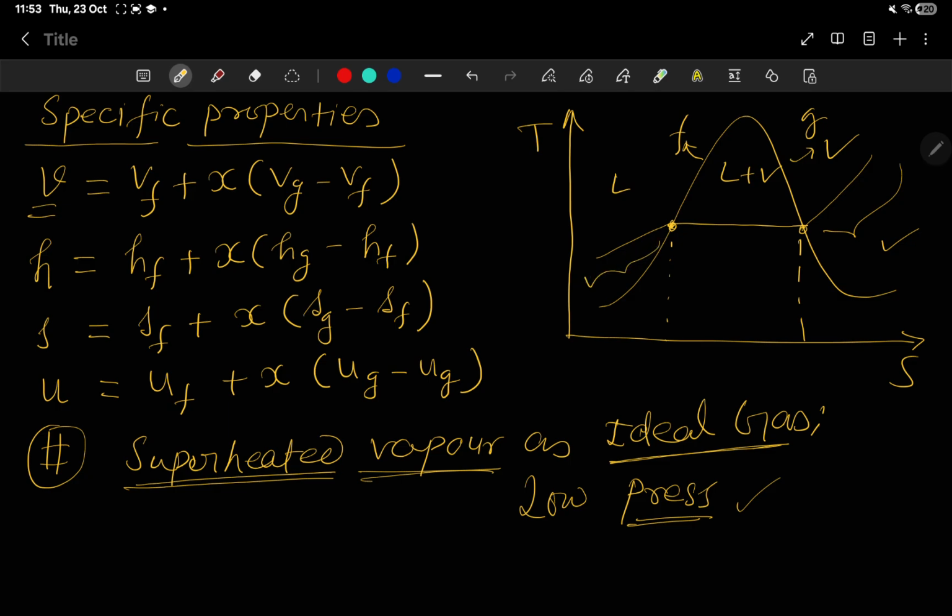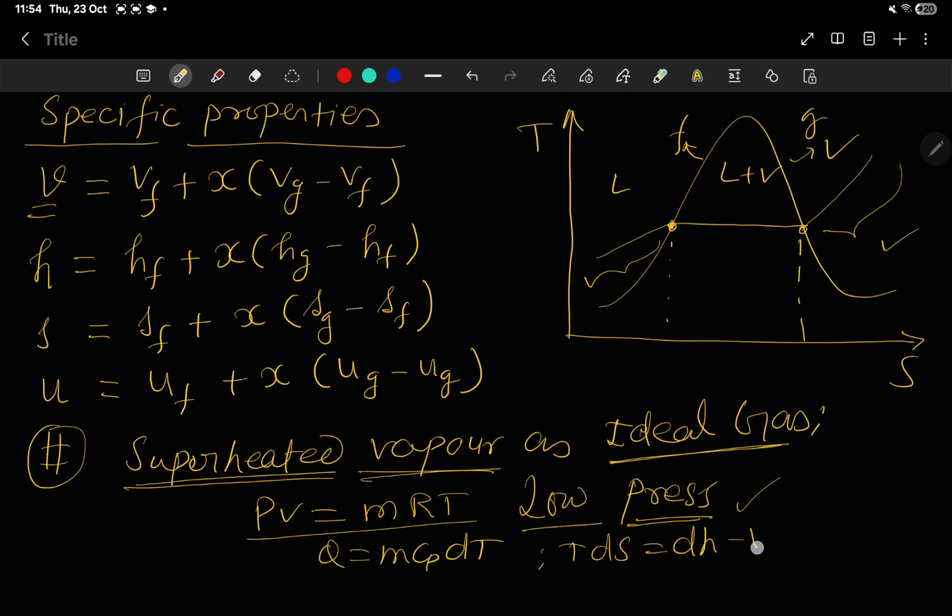So what do we mean by ideal gas? If ideal gas, it will be ideal gas. So what can we write? We can apply PV equals mRT in this relation, right? And what else can we apply? We can apply Q equals mCp dT, and we can apply TdS equals dH minus VdP, TdS equals dU plus PdV. We can apply these things. Okay, so now let's explore it more.